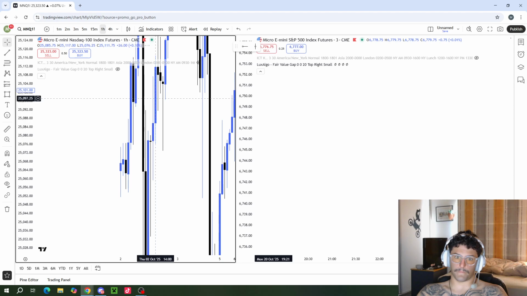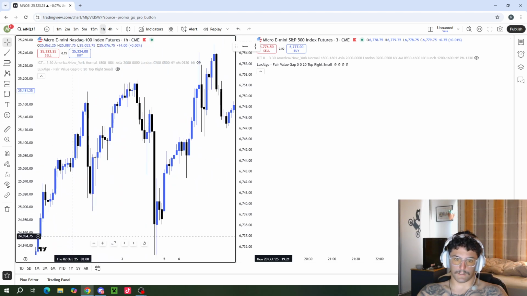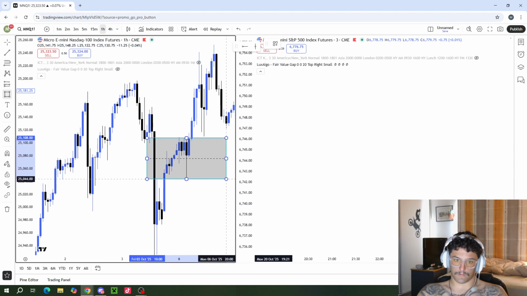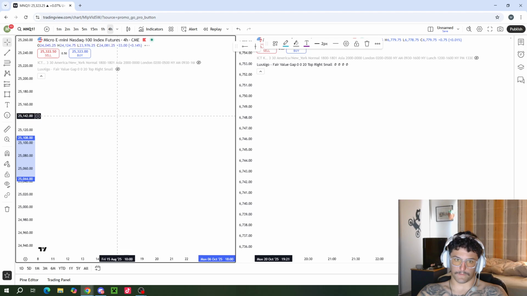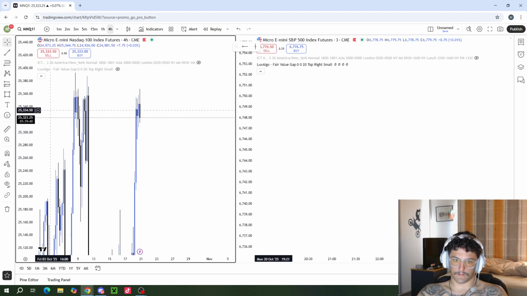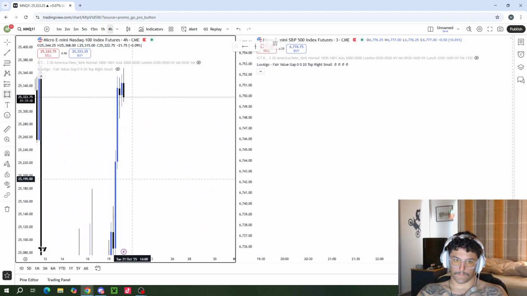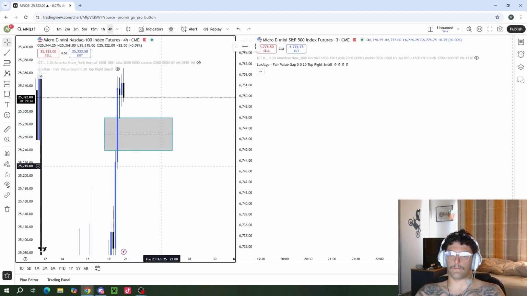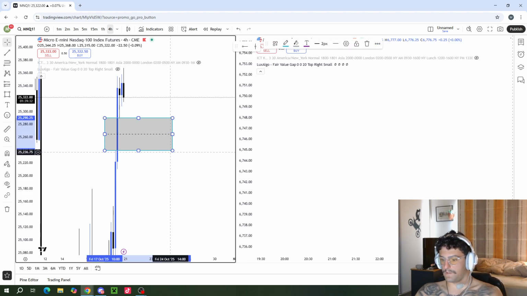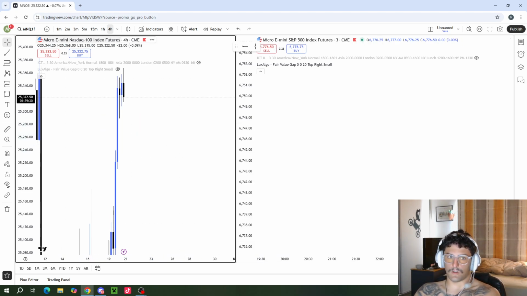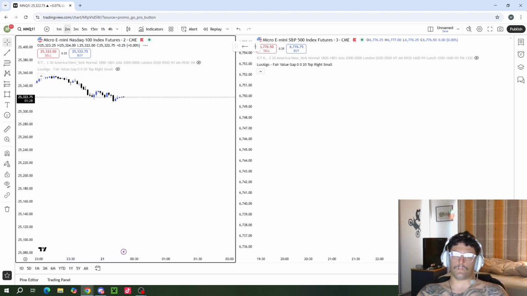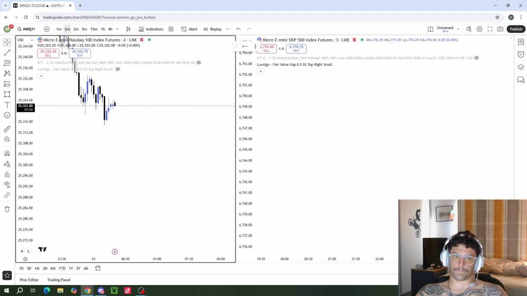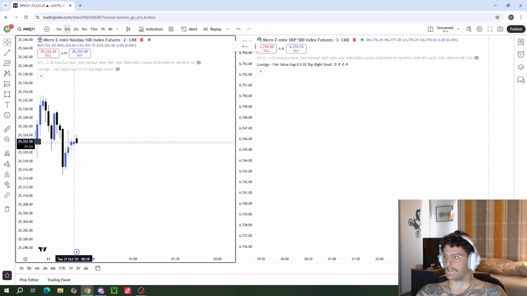The 1 hour. Easy. Here to here. 4 hour. Here to here. Every single time frame you look on, there will be fair value gaps. There should be no issues with trying to find a fair value gap. Easy as. I'm going to go over it one more time.